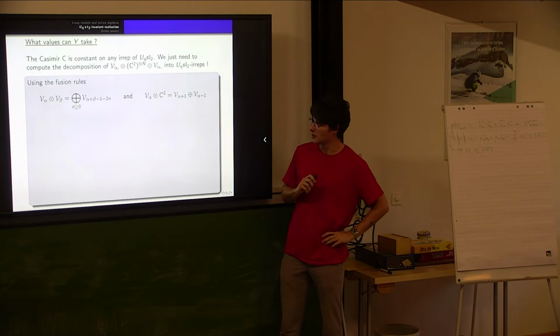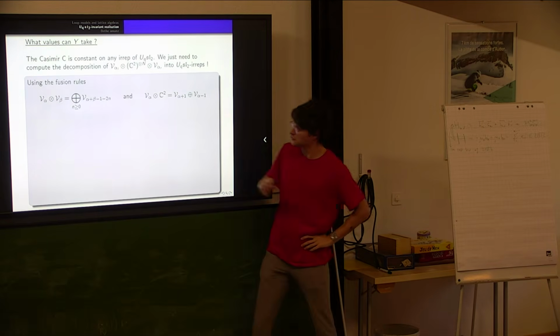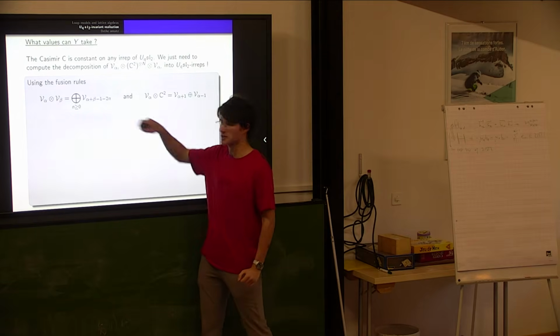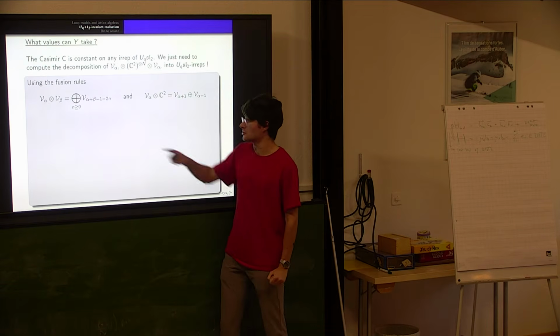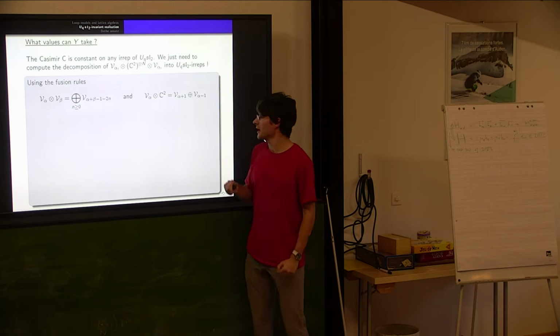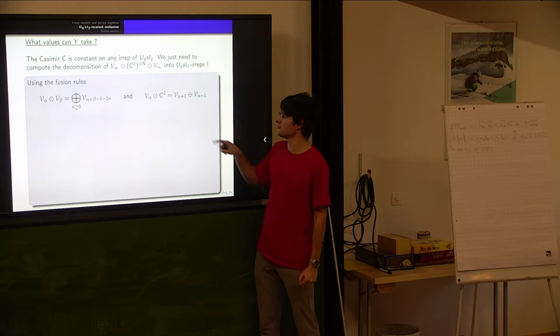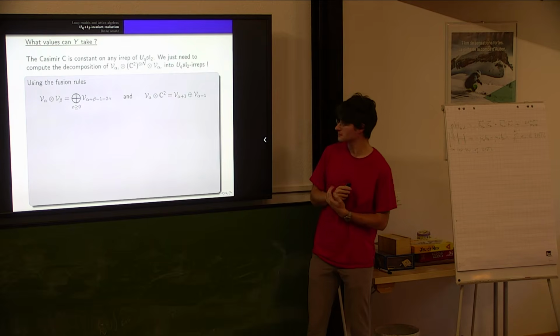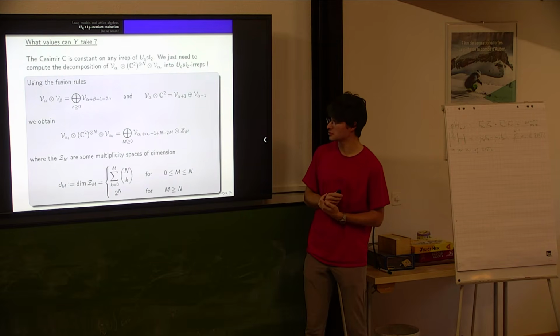Okay, so let us decompose the Hilbert space into irreducible representations of UqSL2. How do we do that? We need just two elementary fusion rules. We need this fusion rule, a fusion of two Verma modules, and it's given by this infinite sum. But it's discrete, so it's really manageable. And there's the rule I have shown you before: if I fuse with C2, you just decompose it into V alpha plus 1 and V alpha minus 1.